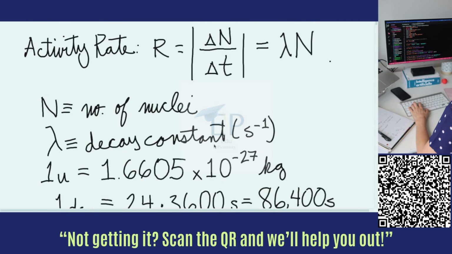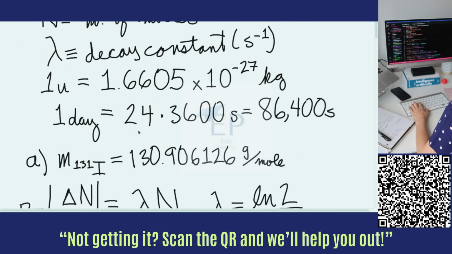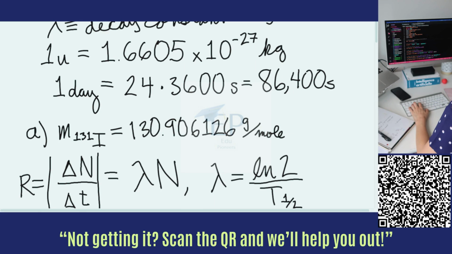Some important things to note in order to solve this problem: the thing we're asked to solve, the activity rate, can be defined in terms of a decay constant, which has units of reciprocal seconds, times the number of nuclei in the sample that we denote as N.